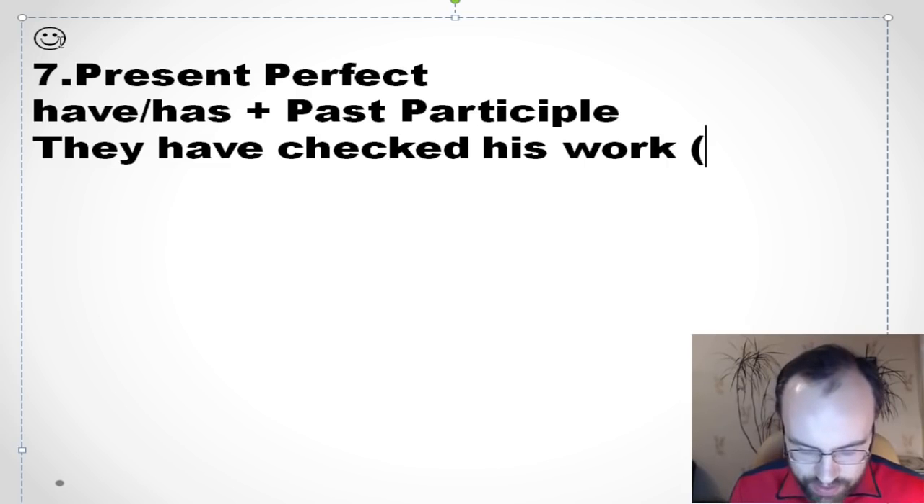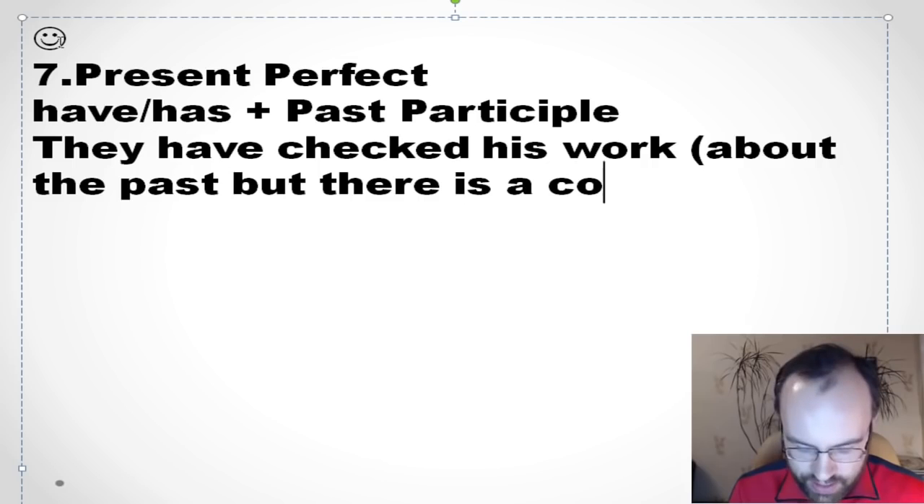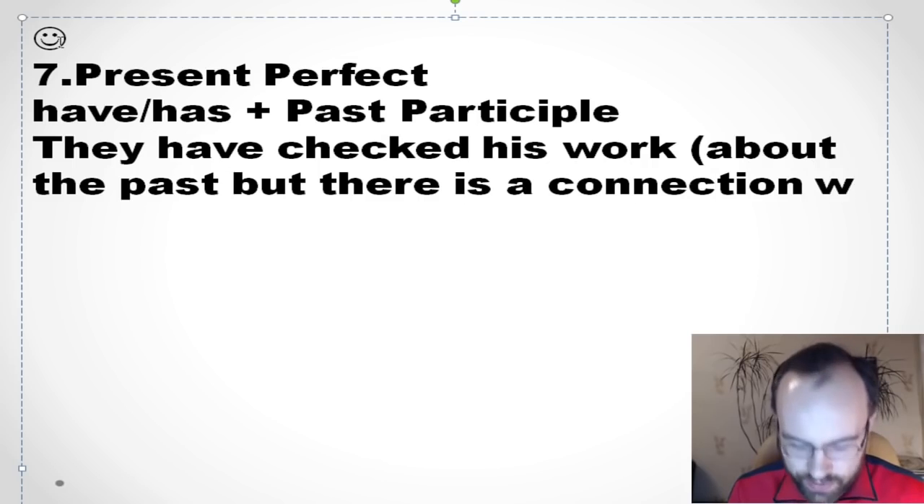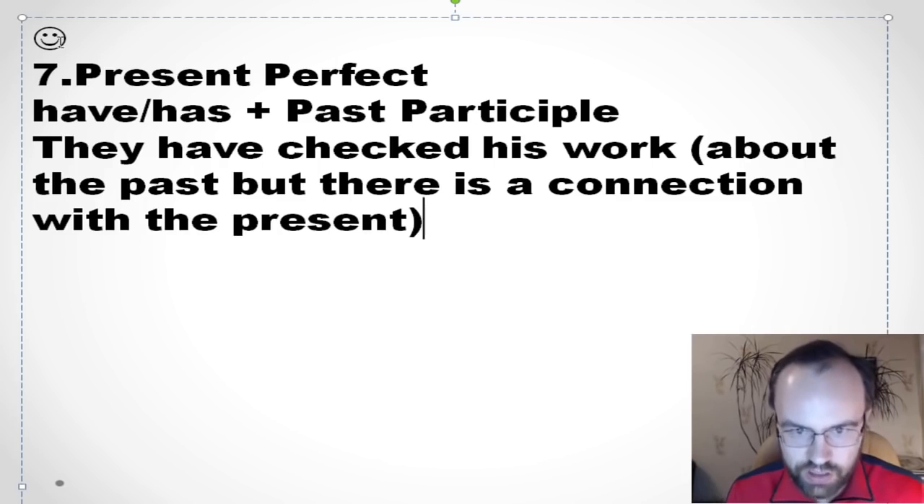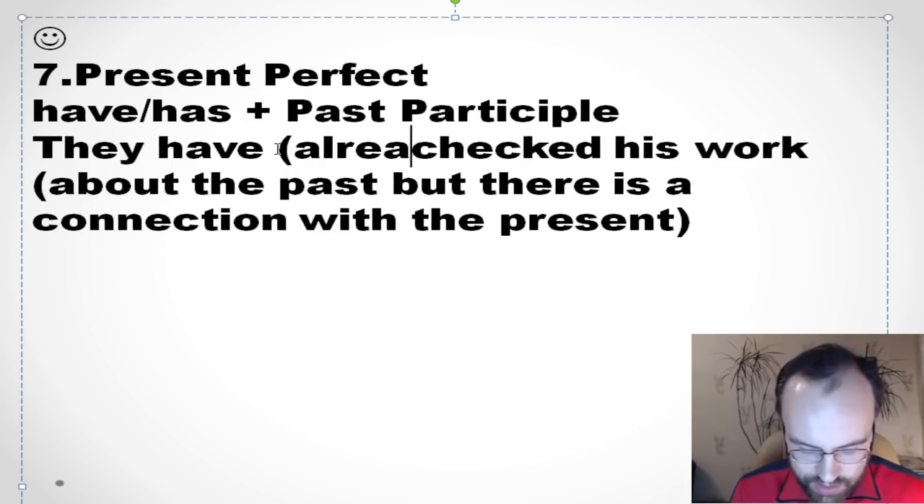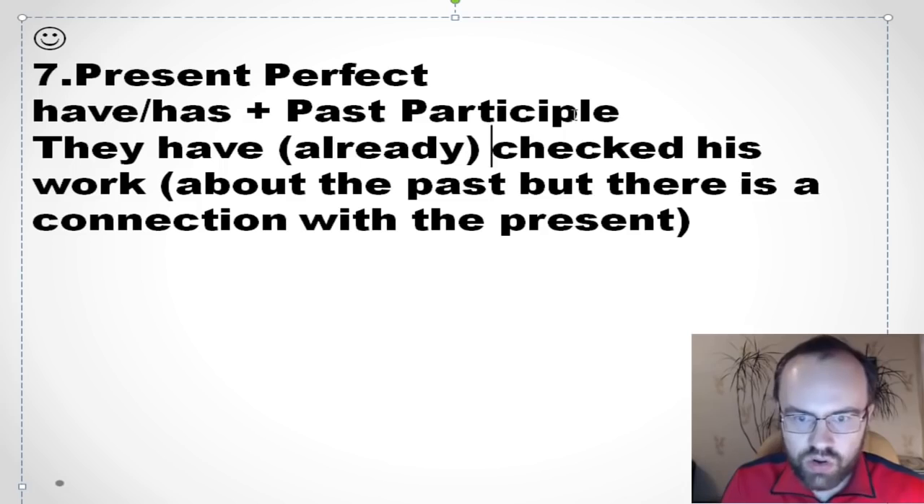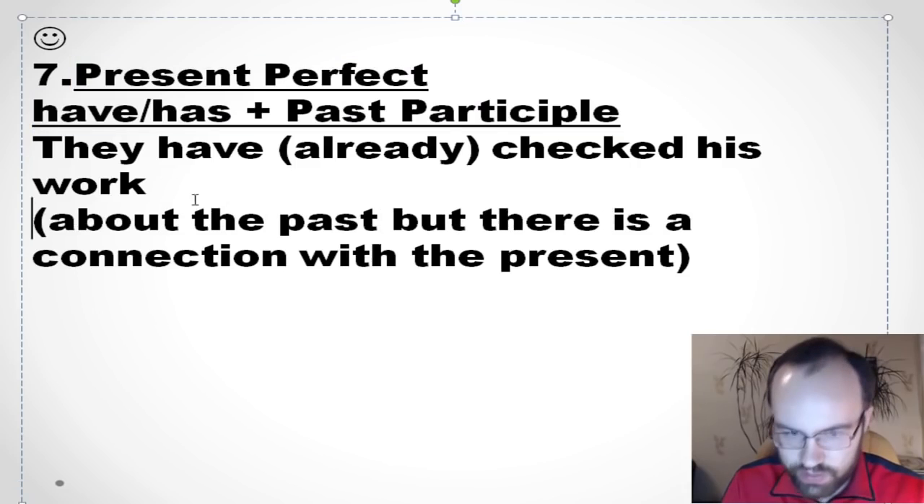So it's about the past, but there is a connection with the present here. Okay, it's an important thing. And we usually use it with different time markers, such as, for example, already, just, and so on. So they have already checked his work. It's about the past when there is a connection with the present.